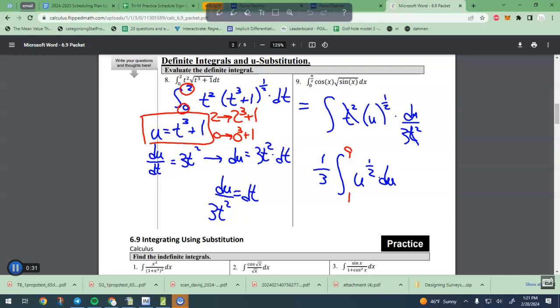So now I'm going to integrate. So I would say, I got a 1/2 out here. Add 1 to the power, makes it 3/2. Multiply by the reciprocal of the power, makes it 2/3. And I've got a 1 and a 9.